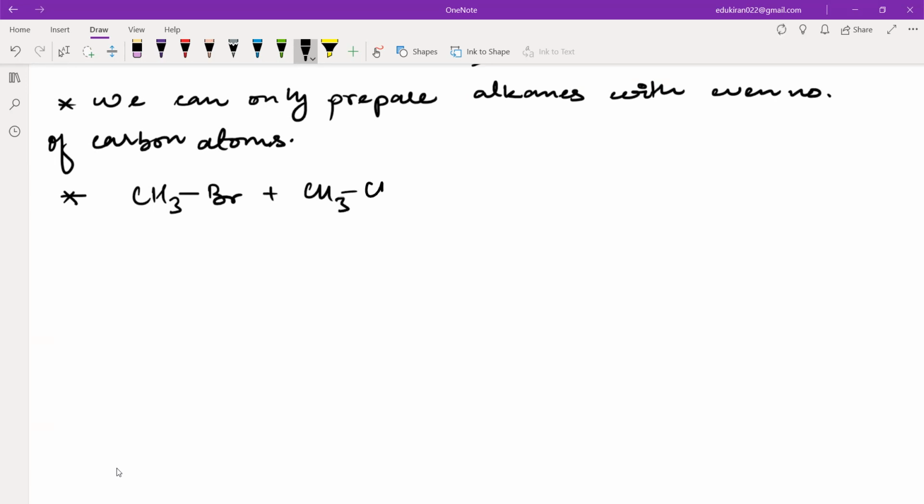And then react this with sodium in the presence of dry ether. So what can happen? This Br and this Br can form NaBr with sodium, and both of these two, CH3 and the CH3CH2, they can react with each other to form propane, that is 3 carbon atoms.